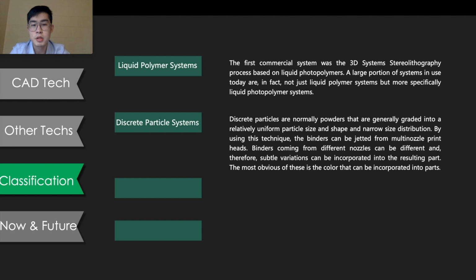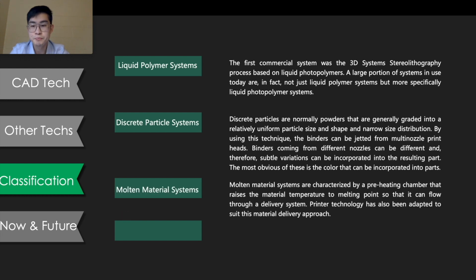Discrete particle systems. Discrete particles are normally powders that are generally graded into a relatively uniform particle size and shape and narrow size distribution. By using this technique, the binders can be ejected from multi-nozzle printheads. Binders coming from different nozzles can be different, and therefore subtle variations can be incorporated into the resulting part. The most obvious of these is the color that can be incorporated into parts.